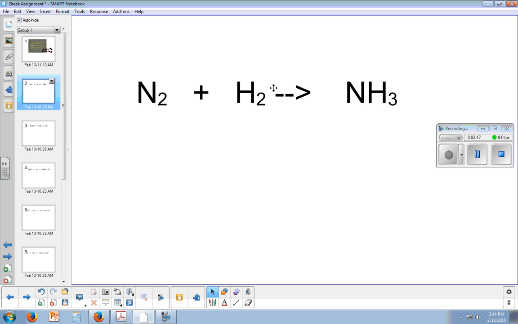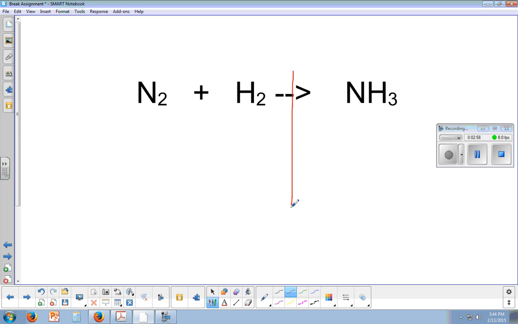In order to balance an equation, you have to have the same amount and type of atoms from reactant side to product side. So I'm going to start by just drawing a line right down where the arrow is. And I'm going to write out what elements I have present. So I have nitrogen and I have hydrogen. Okay? So on this side, I want to count up what I originally started with. I have 2 nitrogens and I have 2 hydrogens on this side. On this side, I only have 1 nitrogen and 3 hydrogens. So you can see this is not balanced. I have to have these guys the same.